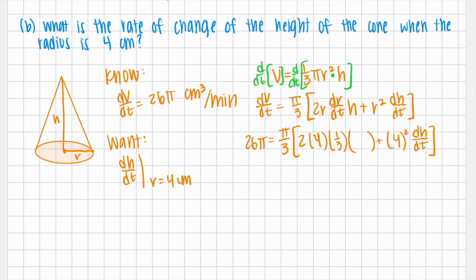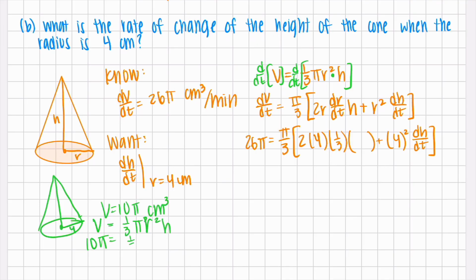In order to do that, I'm going to do a little cone on the side. And I want h when r equals 4. So I'm going to label the radius 4. And I want h. And then we also know from the prompt that the volume is 10 pi centimeters cubed in this moment. And I'm going to use that same volume formula, 1/3 pi r squared h. And I'm going to plug in and solve for h. So I know volume is 10 pi. I have 1/3 pi. Our radius is 4. And notice now that we will be able to solve for h.